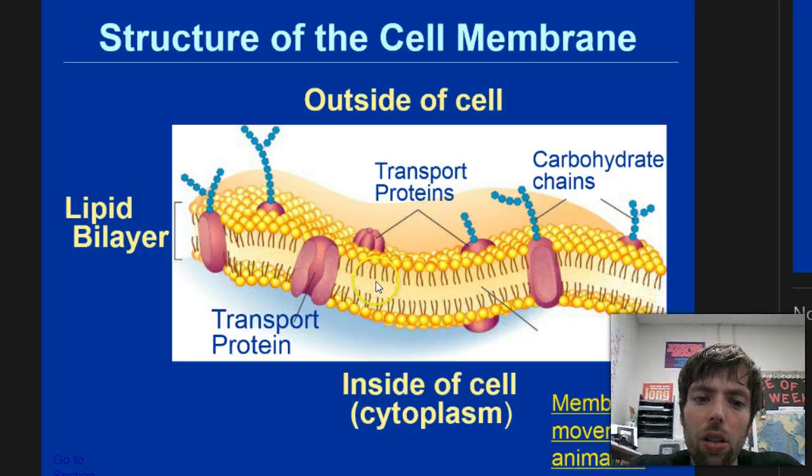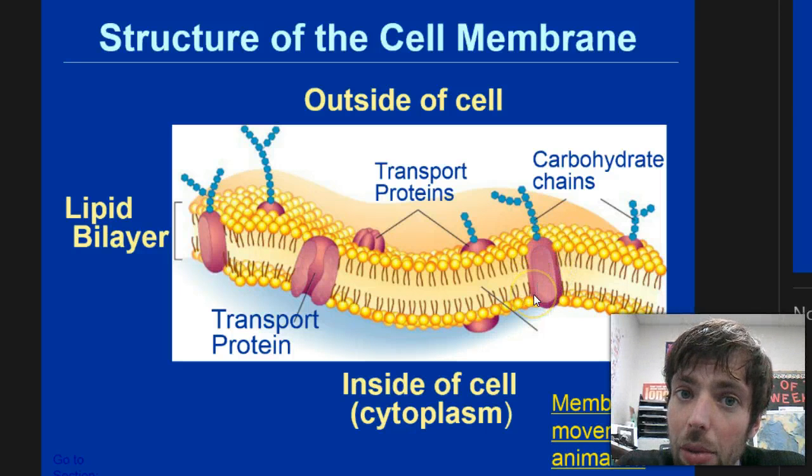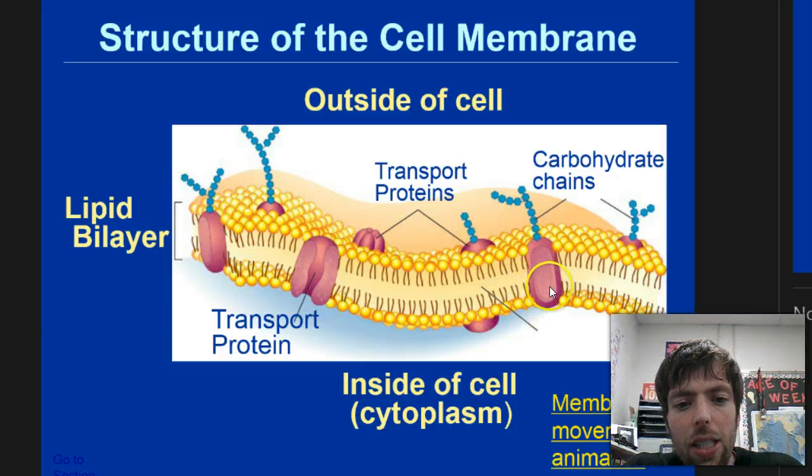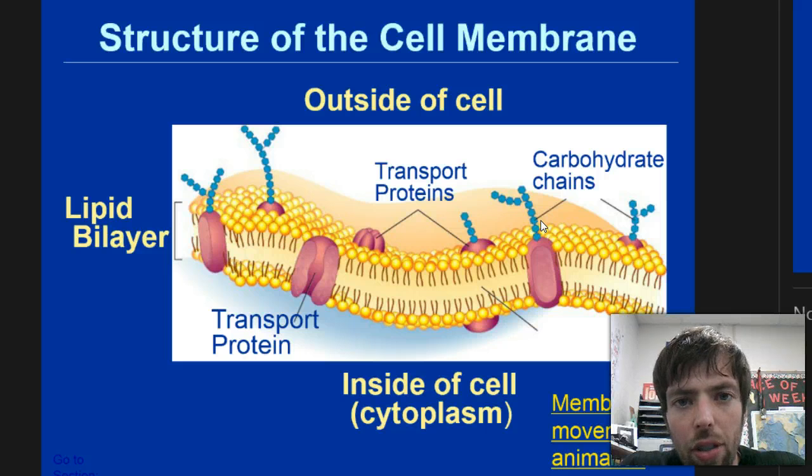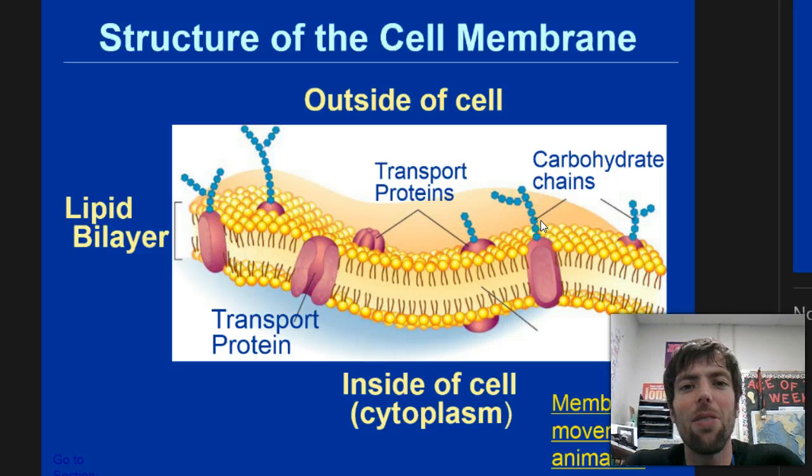And embedded within those two layers are these big purpley blobs. And remember, they're not really purple, they're just purple in the picture. Purpley blobs called transport proteins. And each of these transport proteins have different looking chains of carbohydrates that hang off the top. Now, if you want to pause the video for a second, why don't you draw it first, and then we'll keep talking about it. Okay, I'm assuming your picture's drawn. Now let's talk about it.